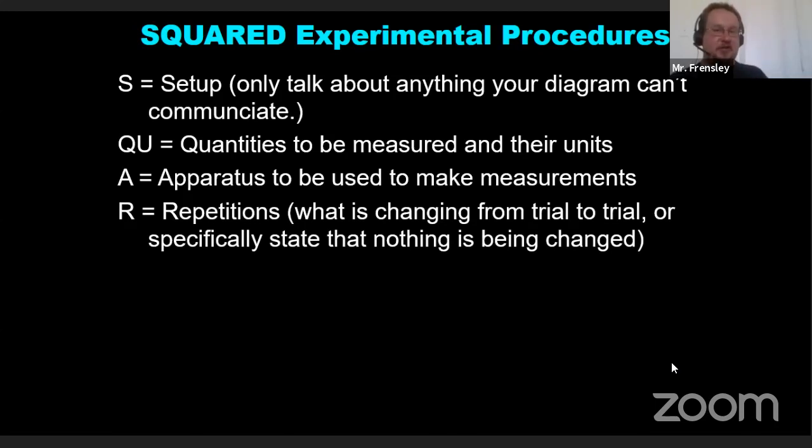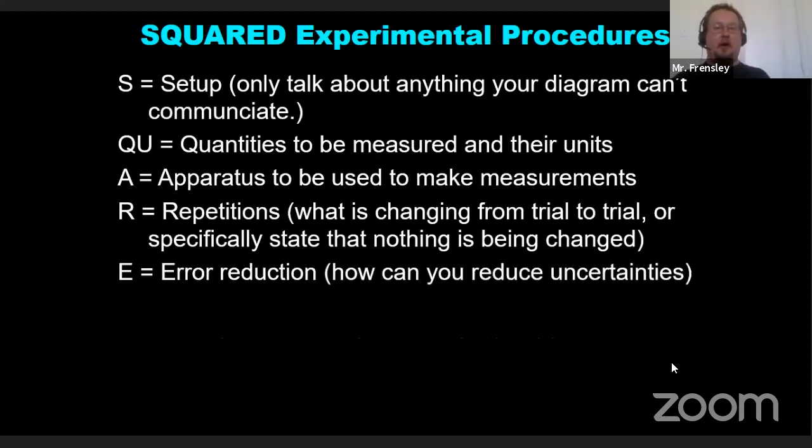R is any repetitions you're going to do. So are you going to make the speed of the cart be different on every trial for some reason? Maybe that's important to the question that's being asked, right? Remember, every experiment is to answer a question. So if it says, is momentum conserved for lots of different speeds? Well, I'm going to repeat for lots of different speeds, right?